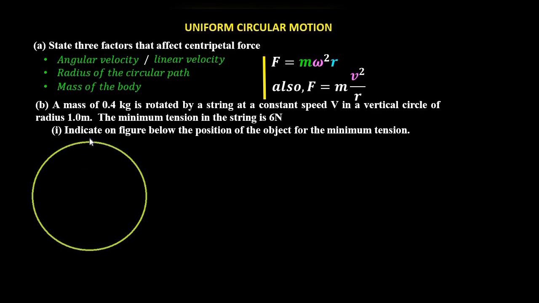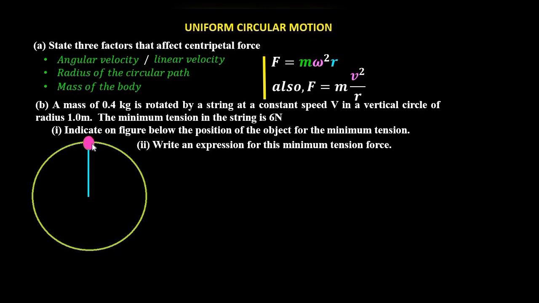Now for minimum tension, we expect the object to be at this point so that the minimum tension on the string is recorded. So that is it for Roman 1. For Roman 2, write an expression for this minimum tension. Now before we write the expression, let's consider this.